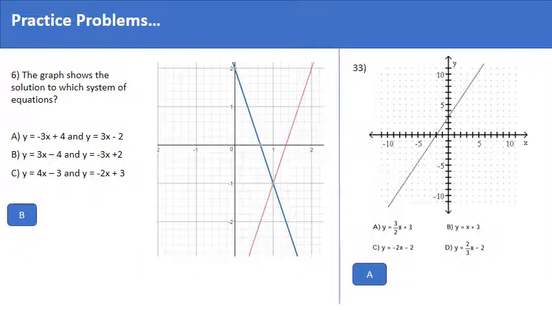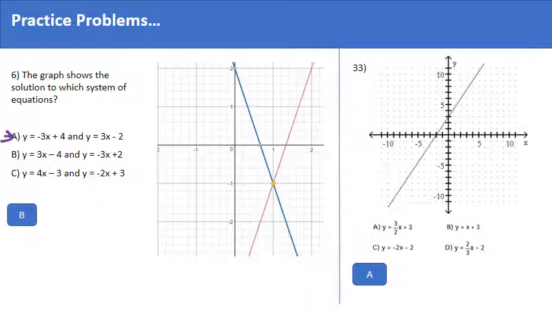So here are some practice problems, so let's work through these. On the first one, the graph shows the solution to which system of equations? Let's look at these 2 lines, and we need to figure out which one it is. Now, you can plug your answers into Desmos. I encourage you to check your work with Desmos. You can do it by hand and then check your work with Desmos, or you can just use Desmos. It's completely up to you. But I'm going to show you in case you are on a test and maybe you don't have Desmos.